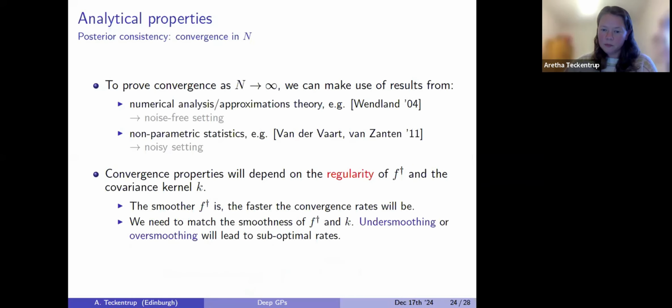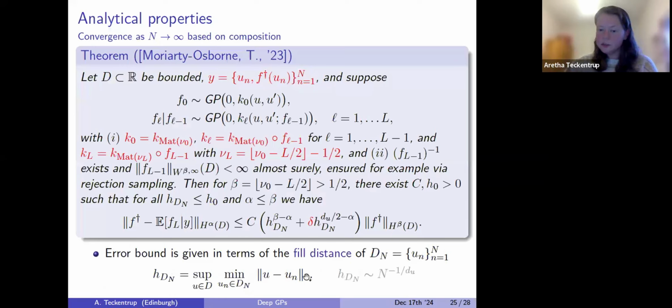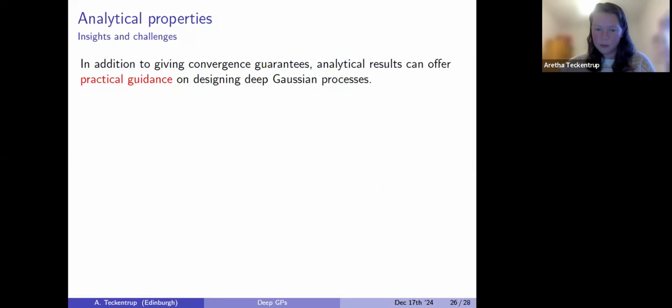For the n tends to infinity part, this is one of the results, and I know it's way too complicated to understand in 1 or 2 minutes, but again, it's just to give you a flavor. So we have results that show that if you look at the true function f dagger and you reconstruct it using the posterior mean of a deep Gaussian process with L layers, then you can show that the error goes to 0 as n tends to infinity. So as you have more and more training data available, the error does go to 0. And that's just a reassuring thing.